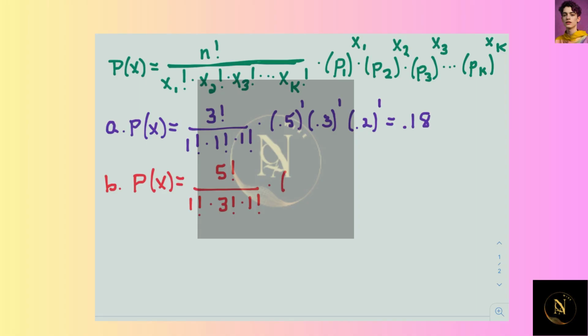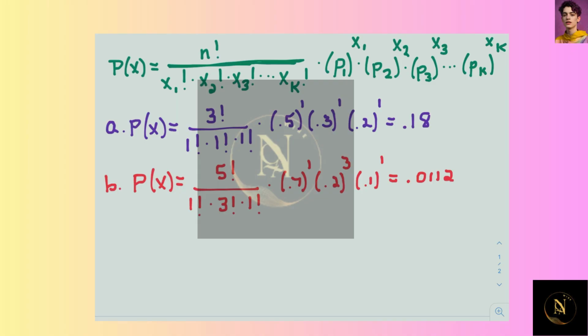p sub 1 is 0.7 raised to the x sub 1 power. p sub 2 is 0.2 raised to the x sub 2 power. And p sub 3 is 0.1 raised to the x sub 3 power. And if you calculate that using your calculator, you do get a probability of 0.0112.